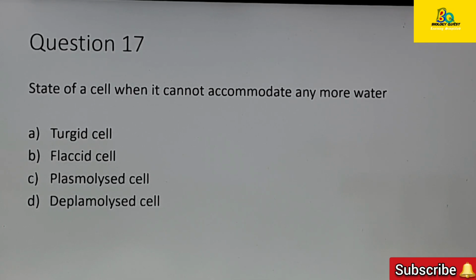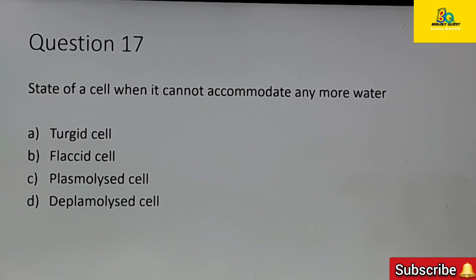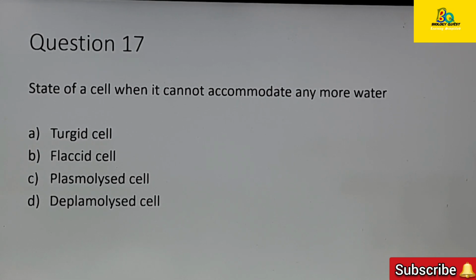So what is the correct answer? State of a cell when it cannot accommodate any more water. That is option A, turgid cell.